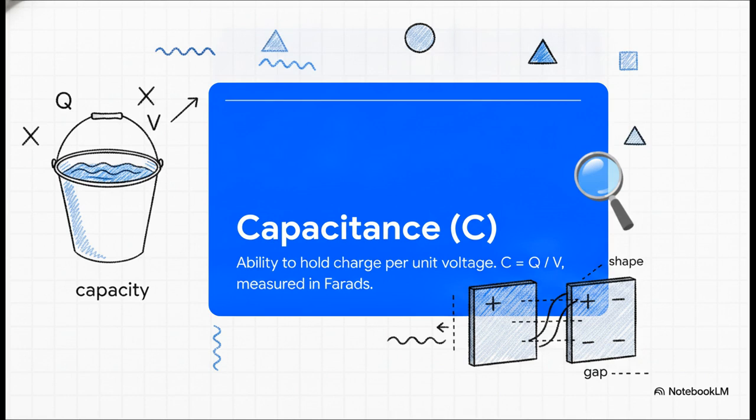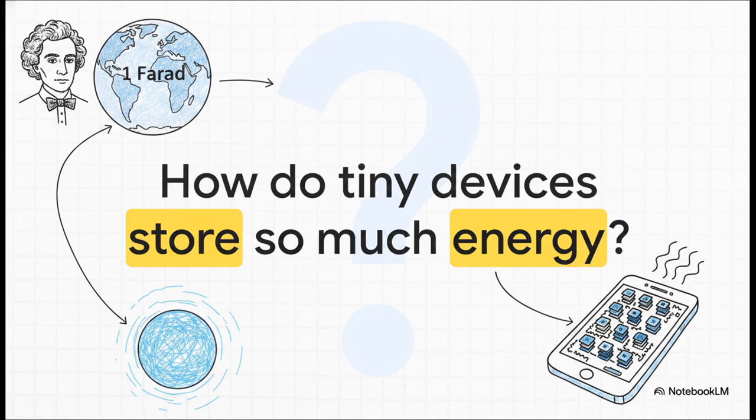Think of it like a bucket. The bucket's physical capacity doesn't suddenly change just because you decided to put less water in it. We measure this capacity in farads, named after Michael Faraday. But here is a staggering mathematical reality to wrap your head around. A true 1 farad capacitor built out of basic spheres wouldn't just be big, it would be literally larger than the entire Earth. It is a massively huge unit.